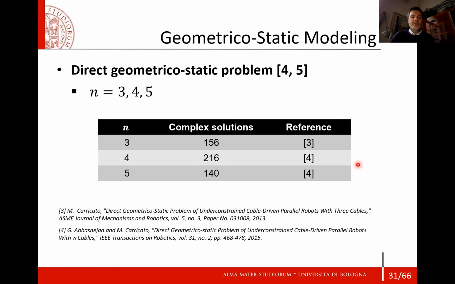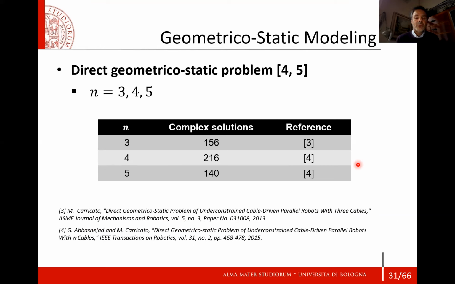The reasoning also applies to situations with 3, 4, 5 cables. We solved all these problems and we see that the number of possible solutions actually explodes. With 3 taut cables, the number of solutions of the direct geometrico-static problem is 156. With 4 cables, the number of solutions in the complex field is 216. With 5 cables, it is 140.